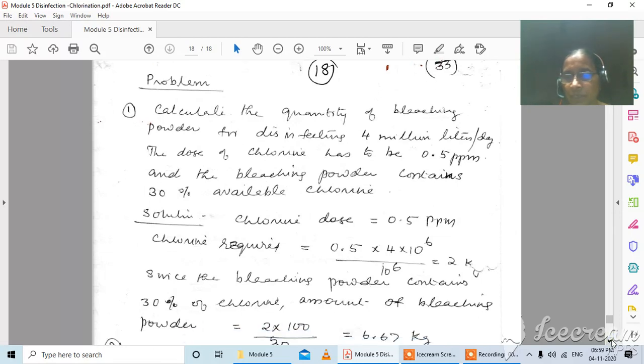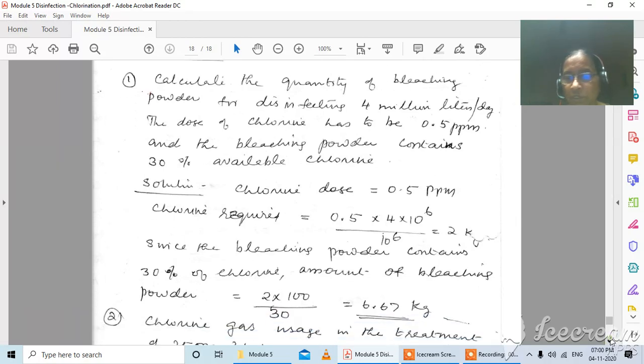It is solved here, that is to calculate the quantity of bleaching powder as well as the quantity dosage of chlorine. The first question is calculation of bleaching powder. There you want to know what is the chlorine required, that is the chlorine dose is given, total chlorine required, calculate. Then since the bleaching powder contains only 30%, you have to calculate the total quantity of the bleaching powder. That means 30% chlorine required is 2 kg here. So what is the total bleaching powder required?